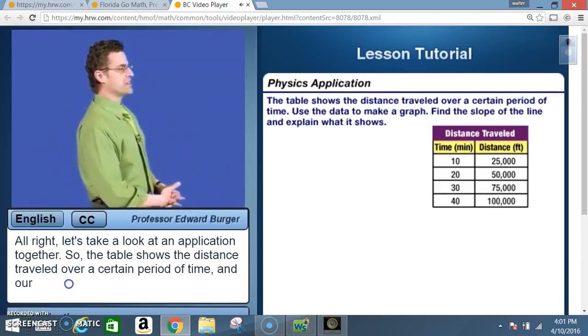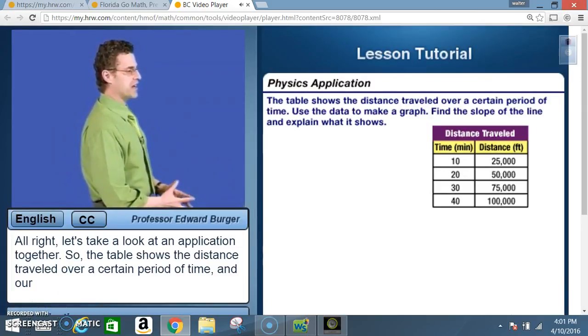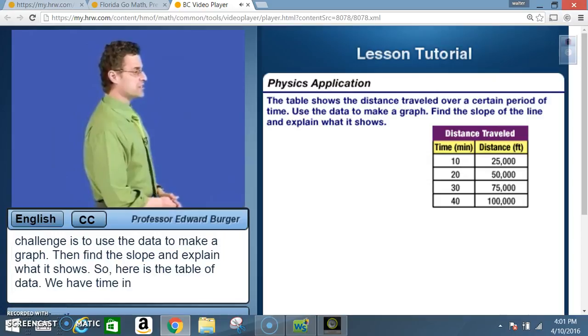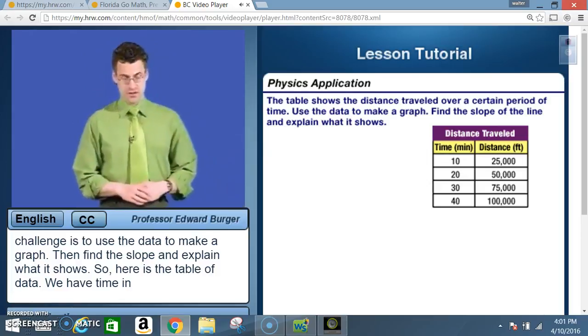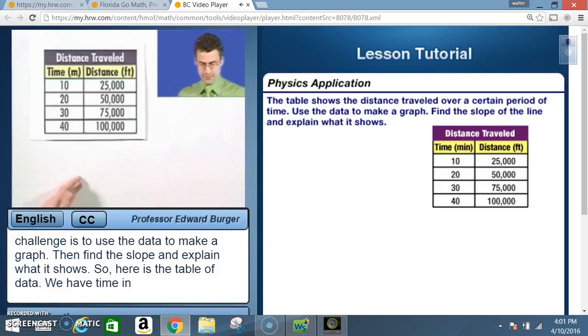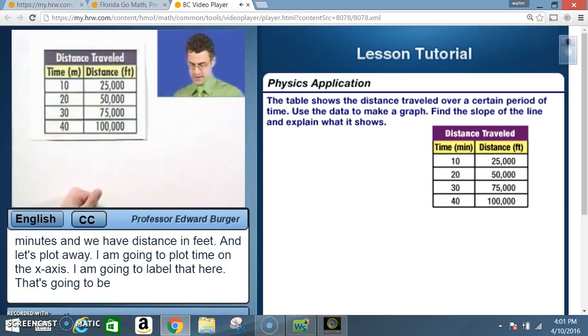So the table shows the distance traveled over a certain period of time, and our challenge is to use the data to make a graph, and then find the slope of the line and explain what it shows. So here's the table of data. We have time in minutes, and we have distance in feet, and let's plot away.